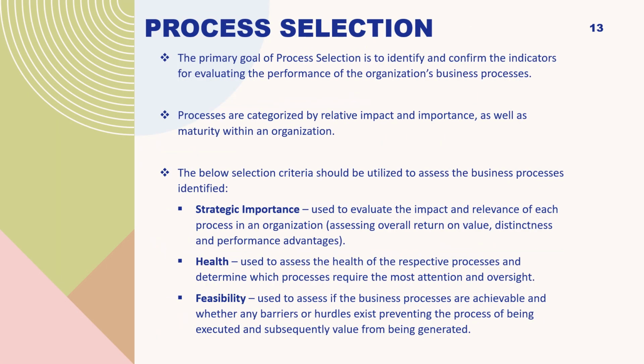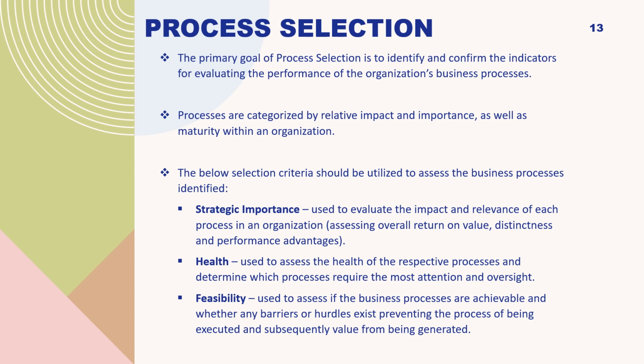The second component of process identification is process selection. The primary goal of process selection is to identify and confirm the indicators for evaluating the performance of an organization's business processes. Processes are categorized by their relative impact and importance, as well as maturity within an organization. The following selection criteria should be used to assess the business processes identified.